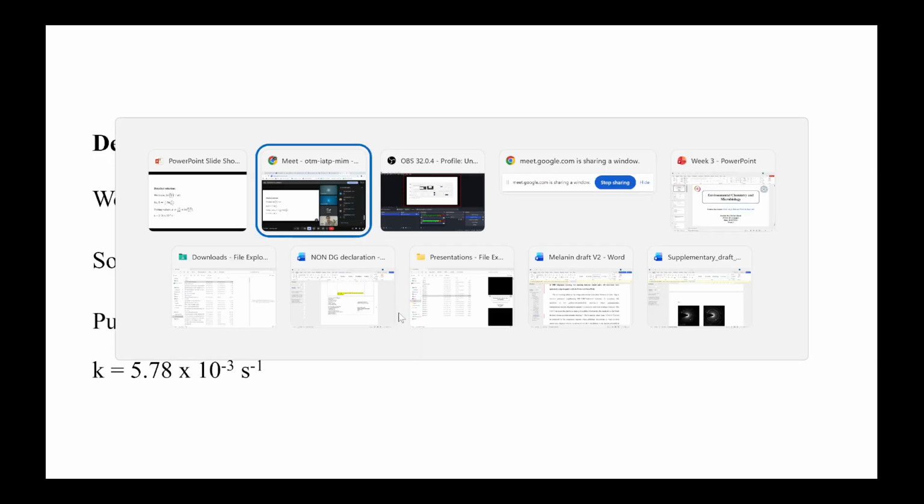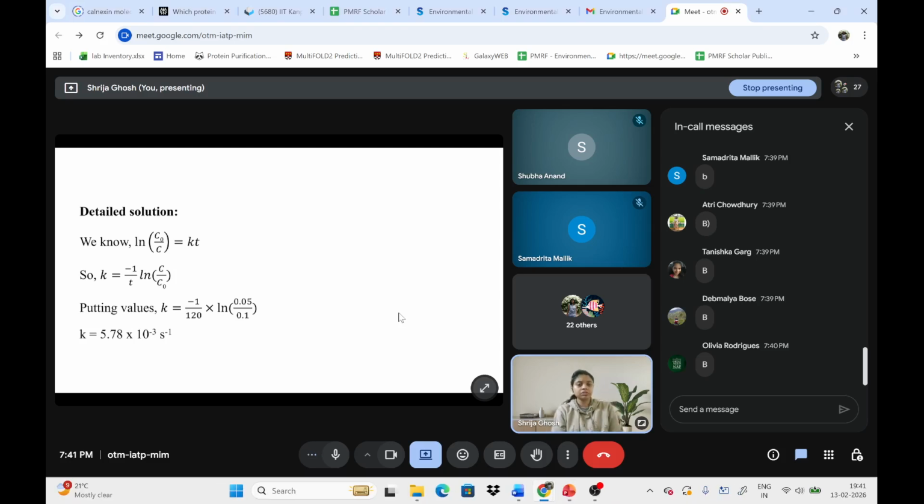So is anyone having any difficulty in this question? Write it in the chat box. Especially people who haven't answered in the chat box. I can understand that those who have answered have understood the question, they have got the right answer. But those who aren't answering at all, they should ask questions if they have any doubt. Is this clear to everyone?